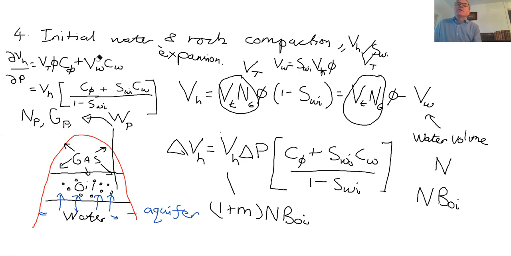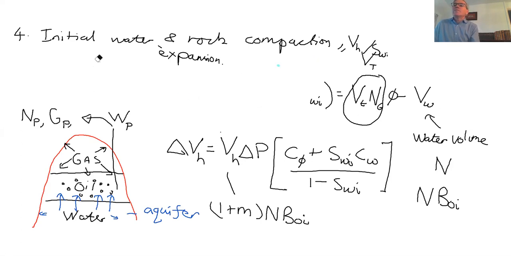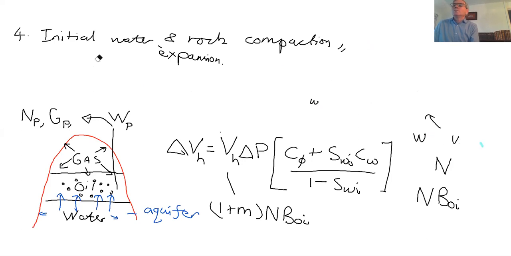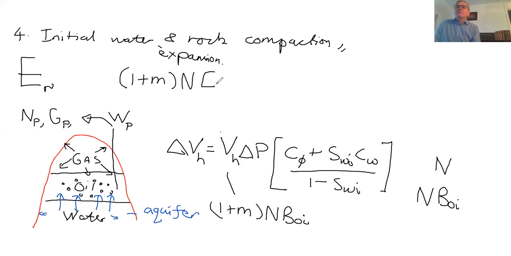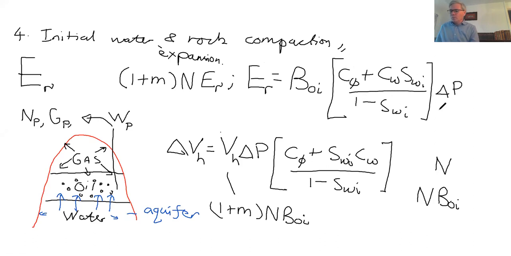And so then how we can write this expansion. We call this ER, and we can write the change in volume as 1 plus M, N, ER. That's the rock expansion, where ER is basically the terms that are left behind here. There is a BOI, there is this compressibility term, and then there's a delta P.